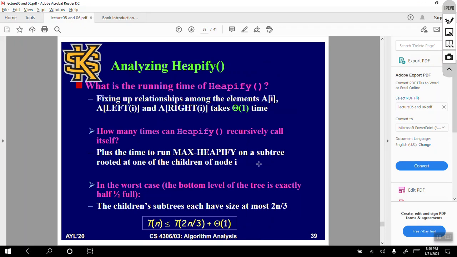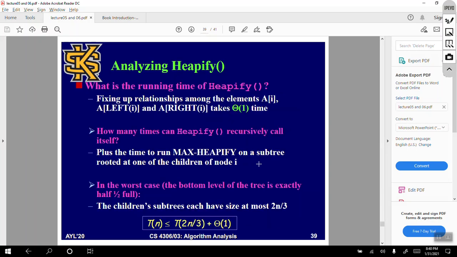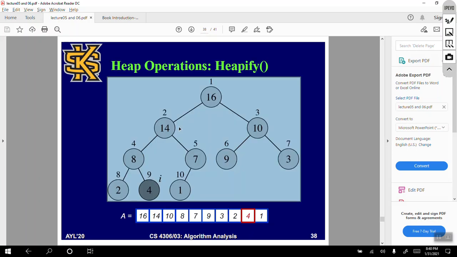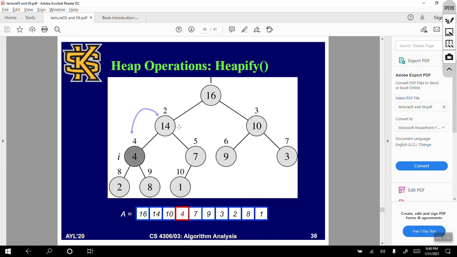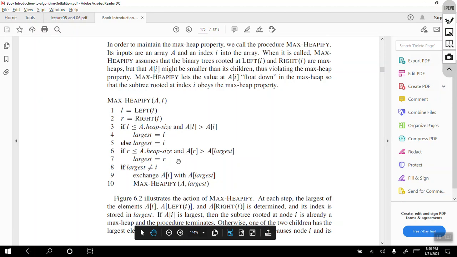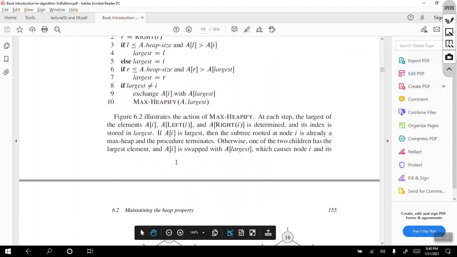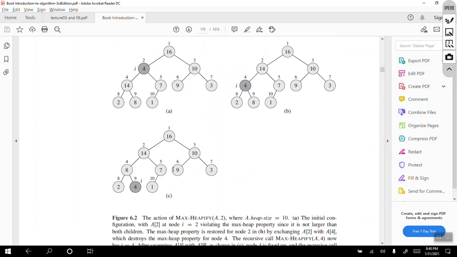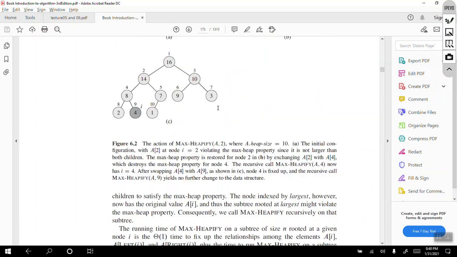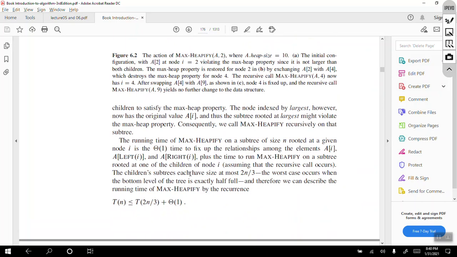what is the time complexity of the Heapify algorithm? If we analyze our Heapify algorithm, this is a recursive algorithm. So let us come to the book. This algorithm is a recursive call algorithm, right? These are shown in the slide over there.